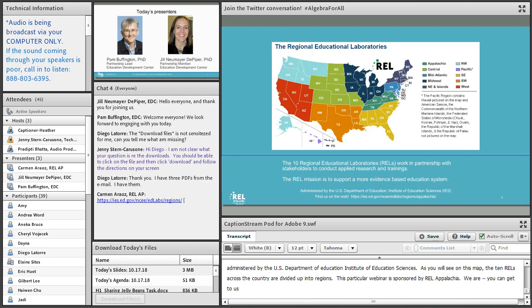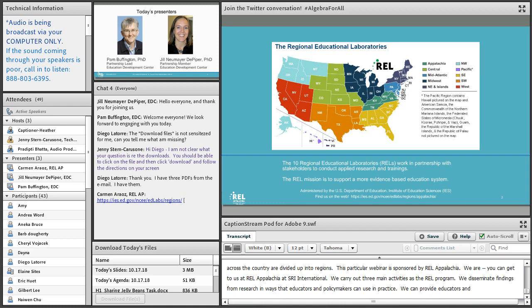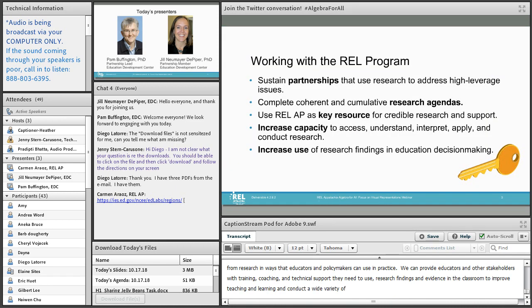We carry out three main activities as the REL program. We disseminate findings from research in ways that educators and policymakers can use in practice. We can provide educators and other stakeholders with training, coaching, and technical support they need to use research findings and evidence in the classroom to improve teaching and learning, and conduct a wide variety of applied research studies. Working with the REL program, we can include developing sustained partnerships with policymakers to address critical problems of practice.